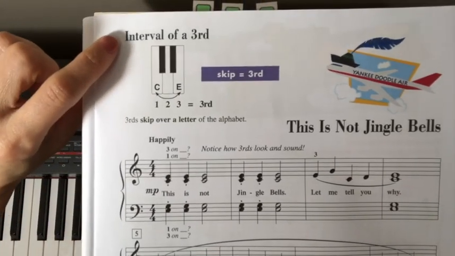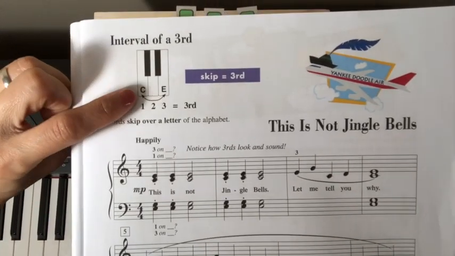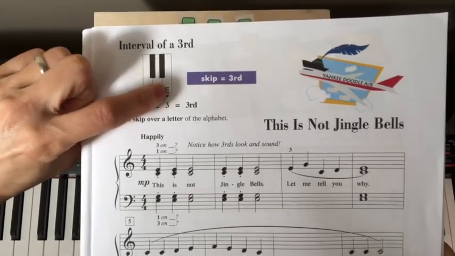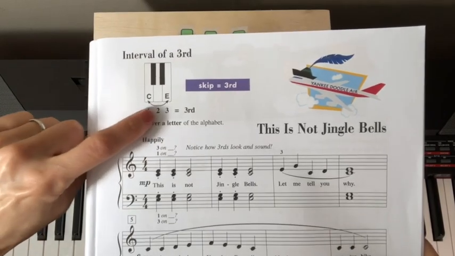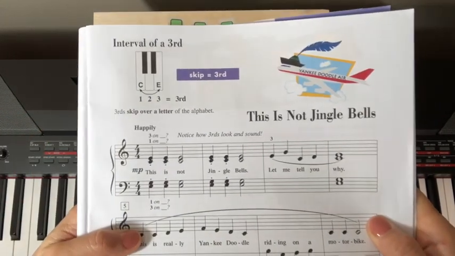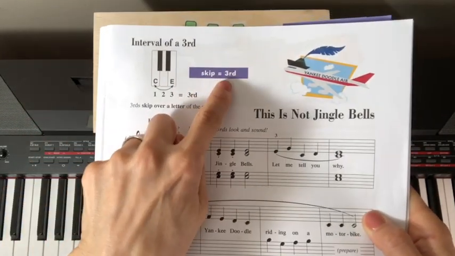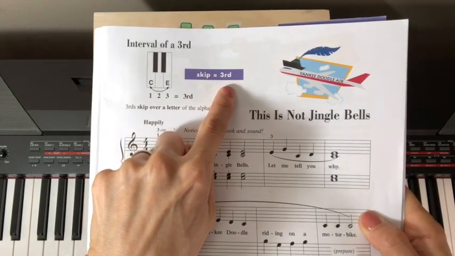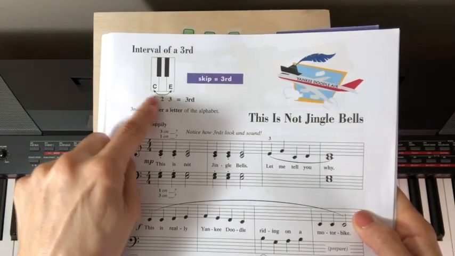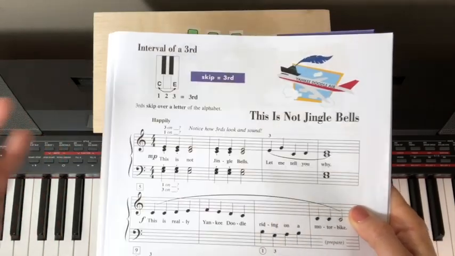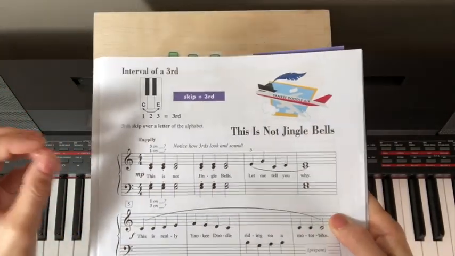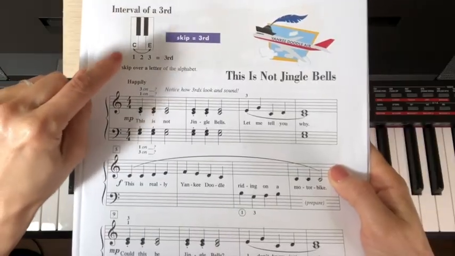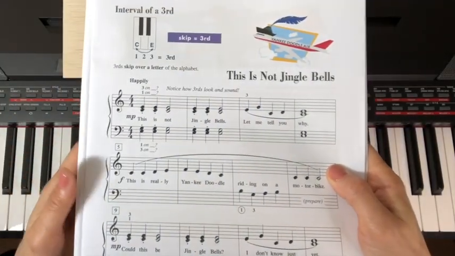So now the interval of a third, which means C, D, E, like 3 letters, 3 alphabets, 1, 2, 3. That was a skip before. Now the new name is called third. C to E, or D to F, or E to G. Anything that skips a letter means an interval of a third.